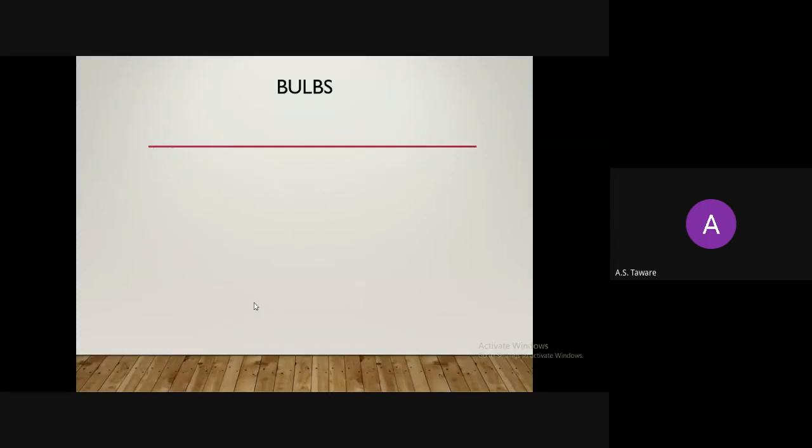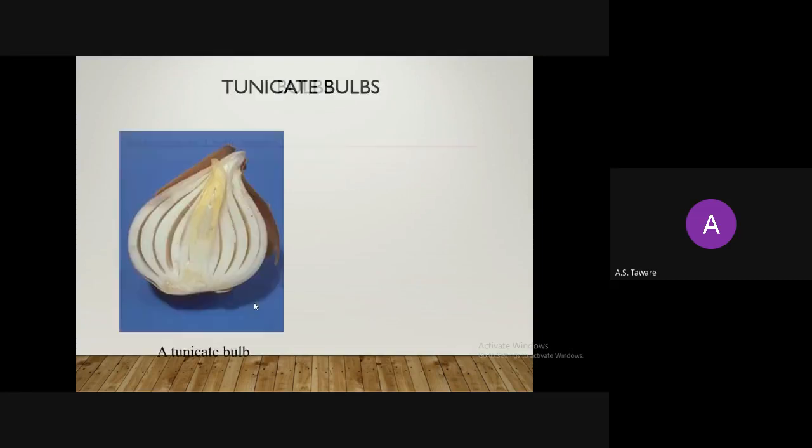The next one is bulb, tuber, corm. Bulbs: there are basically two types, tunicated bulbs and scaly bulbs. A short difference between a tunicated bulb and a scaly bulb. Now here, this is the cross section of an onion, right? And this thing we also observed in the case of leaf, under the modification of leaf.